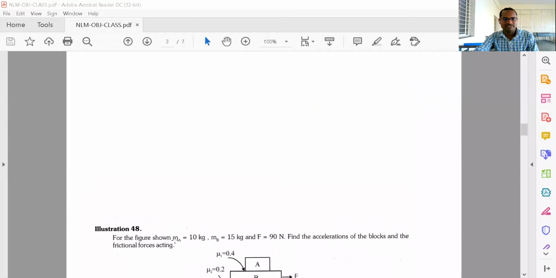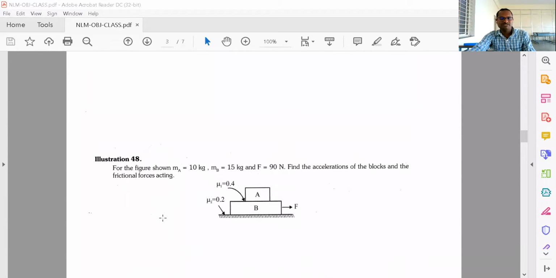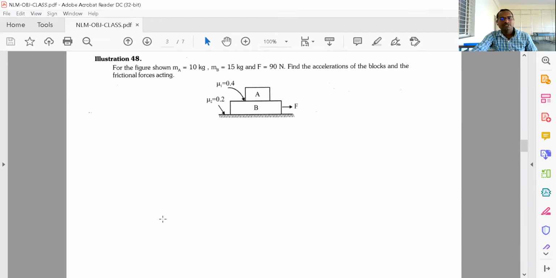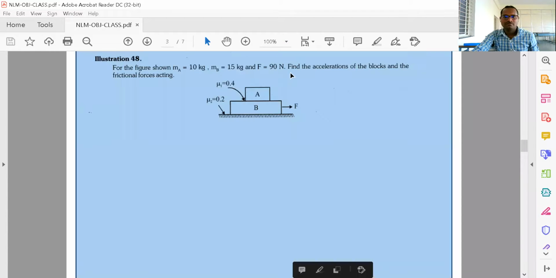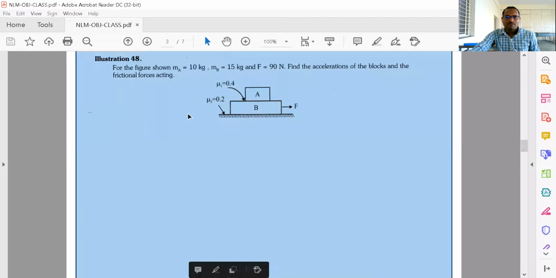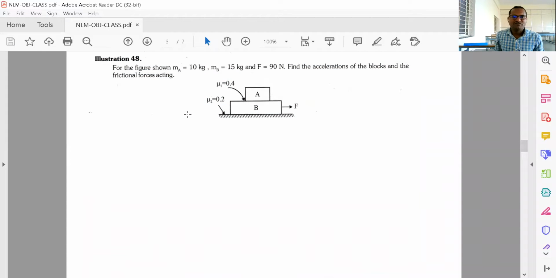One more example, let us take. See, students, if you can solve this example, then your concept will be clear. Let us check this one also. For the figure shown, MA is 10 kg, MB is 15 kg. Find the acceleration of the blocks and the frictional force acting on them.